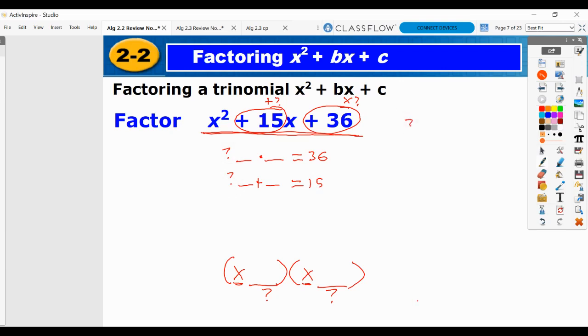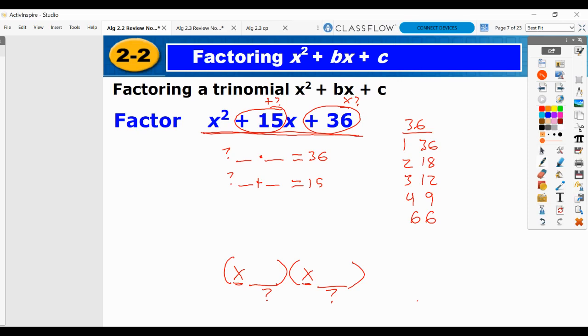So find your factors of 36. You can write them all out if you don't know what these two numbers are right away. We have 2 and 18, 3 and 12, 4 and 9, and then 6 and 6. There's all of our factor pairs of 36.